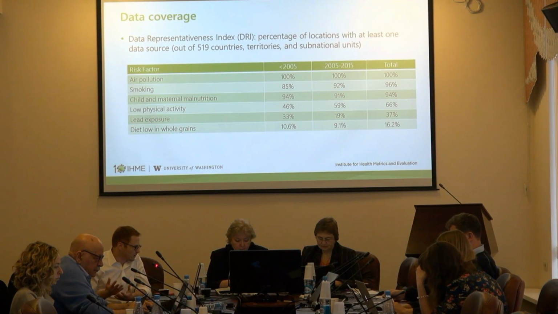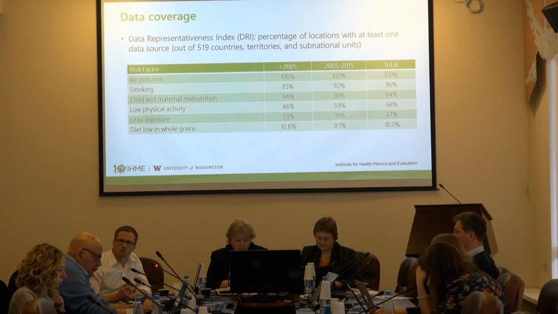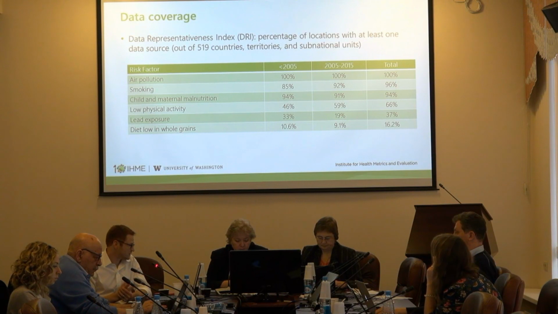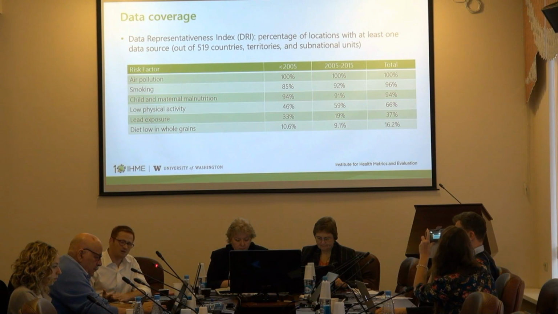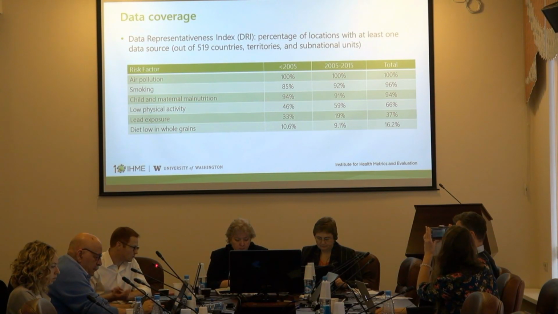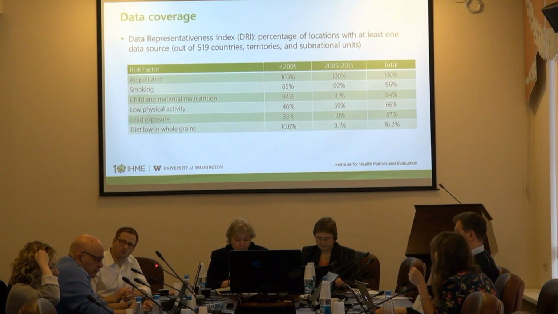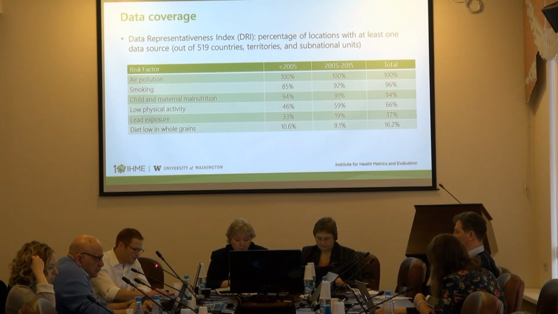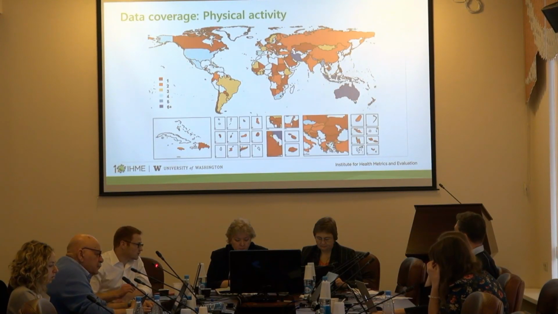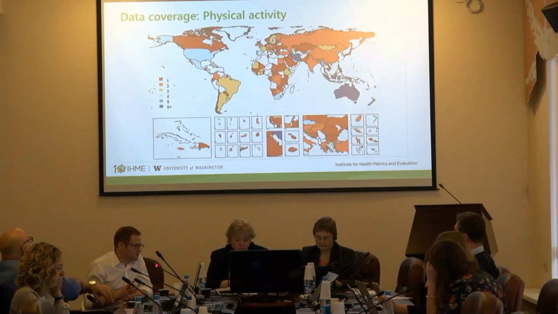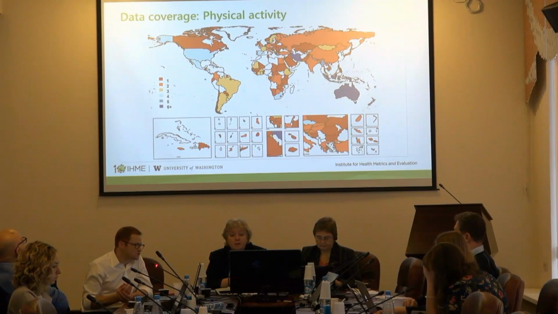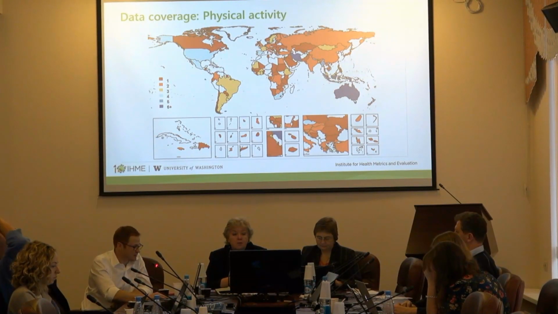In terms of data coverage, for some things we have excellent data coverage. Air pollution, for example, our core data comes from satellites, so we have 100% data coverage across the world. We have pretty good data coverage for smoking, child and maternal malnutrition. The data coverage for low physical activity and lead are so-so. And then you get down to things like diet, low whole grains, and the coverage is pretty poor. Looking at some maps, we can see what we have for Russia specifically. We have 2 sources in Russia for physical activity levels.